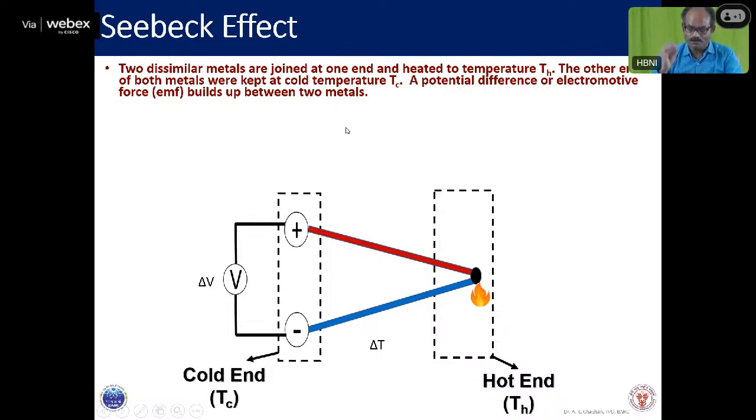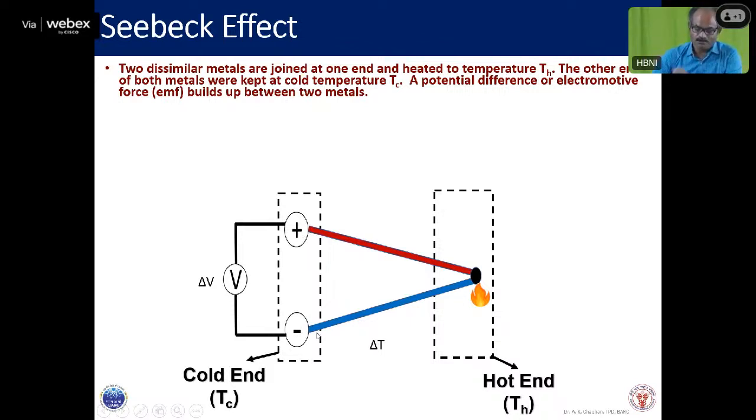Why? Because every metal has a property: the motion of electrons, the generation of EMF, will depend on the material. Suppose you have copper, it will have a different potential difference, and if you have some other metal, silver, you will have a different potential difference. So now suppose you put a voltmeter, a highly sensitive voltmeter, because this is a very low voltage, then you can measure the difference between these two points.